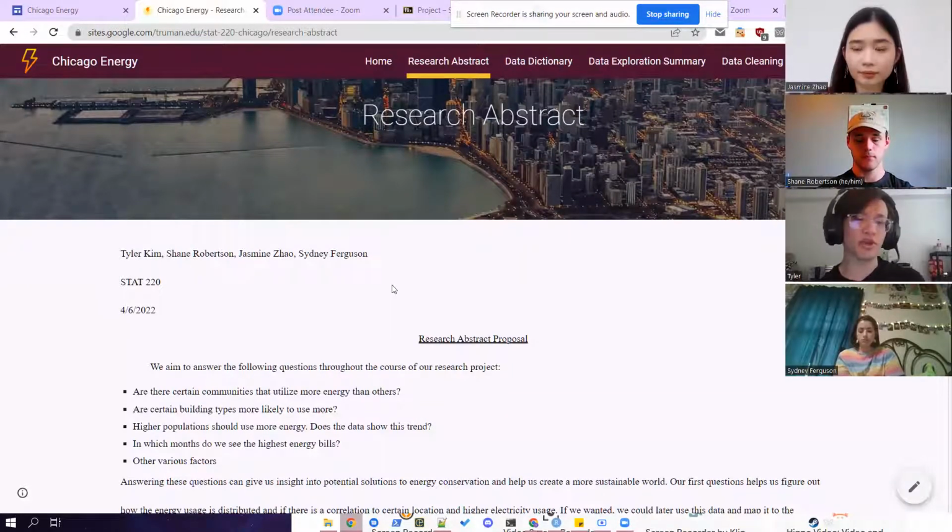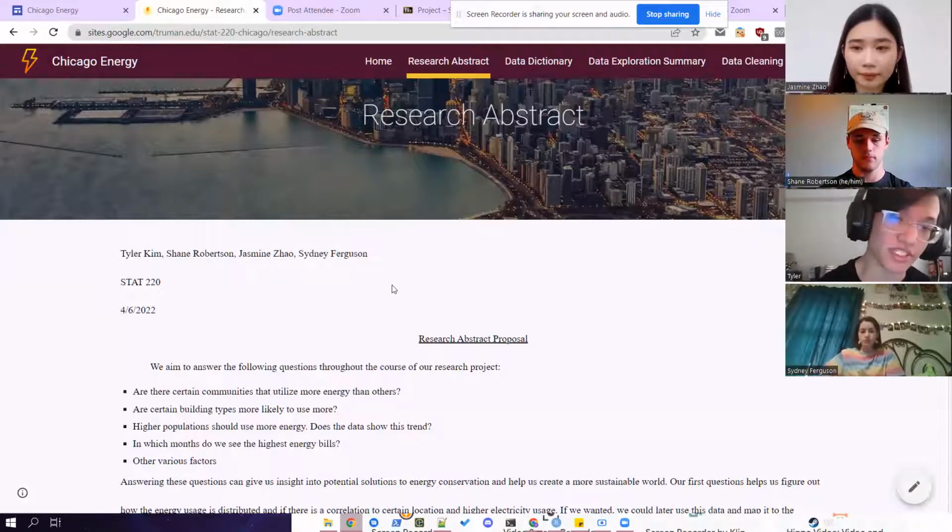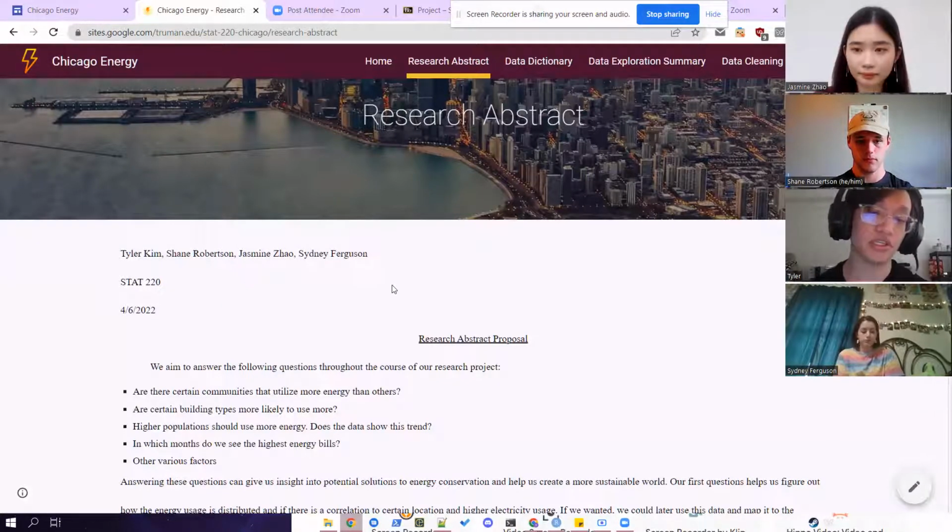And then the last question we have here, in which months do we see the highest energy bills? Again, this is important just to examine trends going on throughout the year, just to tackle some assumptions we have, such as maybe certain houses use more energy in the winter than in the summer. Just some important variables to keep in mind.